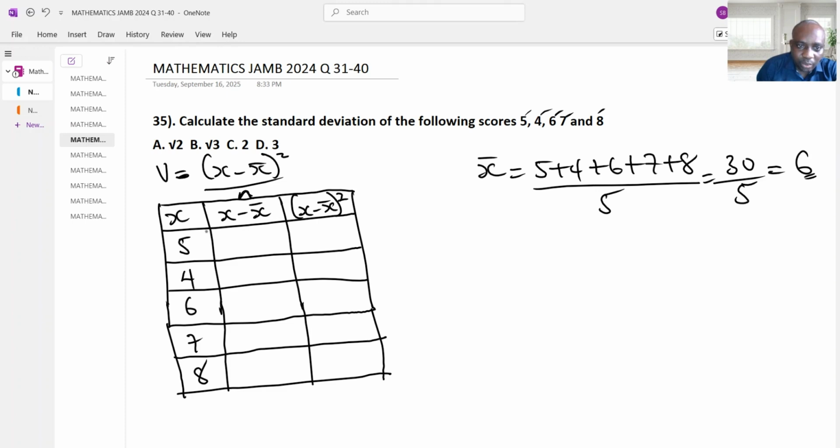I'm going to say what is our x? Our x here under this row is 5 minus 6. What is it going to give us? It's going to give us minus 1. Minus 1 times minus 1 is going to give us positive 1, because minus times minus is plus.